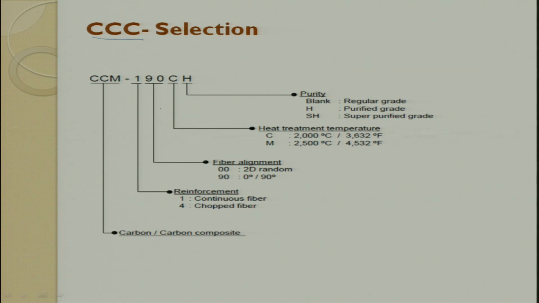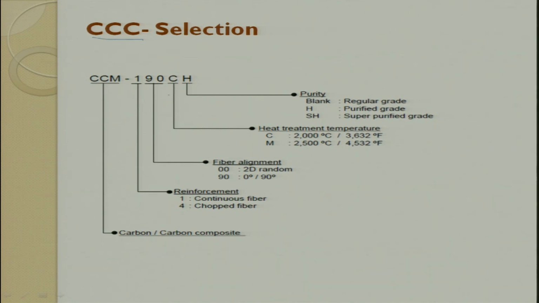This digit C represents the heat treatment temperature. C means it is processed at a temperature between 2000 to 3632 degrees Fahrenheit. If you put M, then it is 2500 degrees Celsius to 4532 degrees Fahrenheit, or it is 2000 degrees Celsius. M is 2500 degrees Celsius.